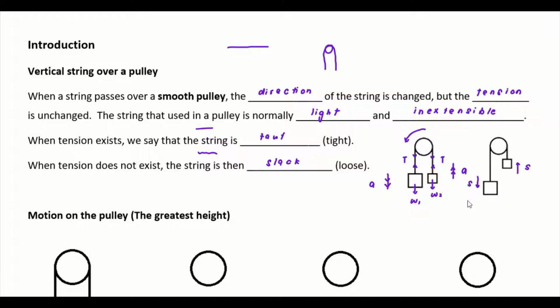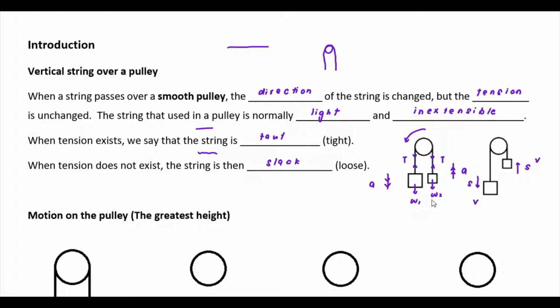By using the SUVAT formulas, you can imagine that if both of these particles start at rest, then they have the same u, they have the same s, and they have the same a. So what does that mean? It means that the velocity here and the velocity here will be exactly the same as well, if we denote going down as positive and going up as positive for these two different objects. The magnitude will always be the same without looking at the direction.